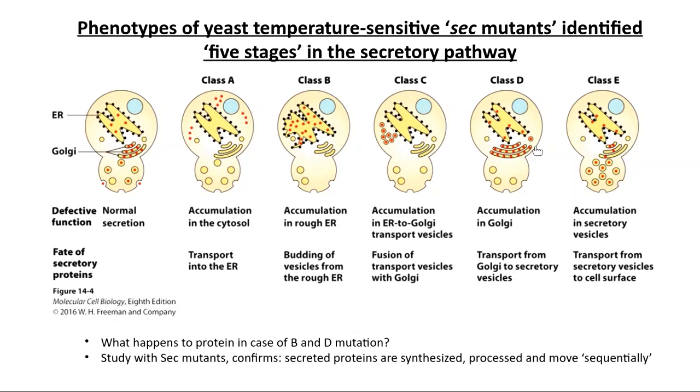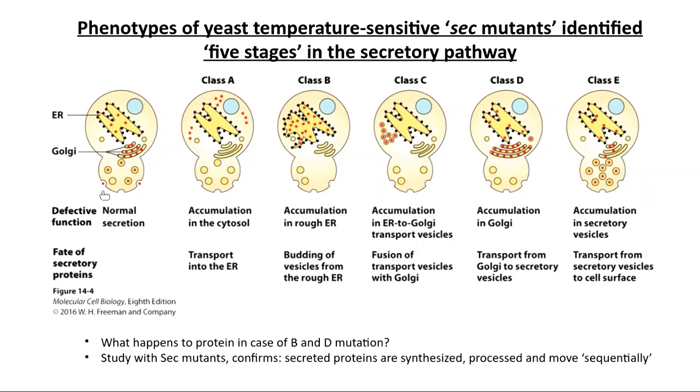There are 5 stages in the secretory pathway that were discovered by these sec mutants. If it is a normal secretory protein in the yeast, we can see the proteins all over the place with time. Some proteins get produced in the ER or folded and then move to the Golgi, move to the vesicles, go out, and either become part of the plasma membrane or go out. That is the normal secretion process.